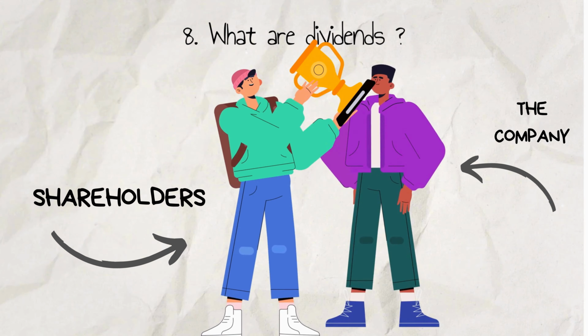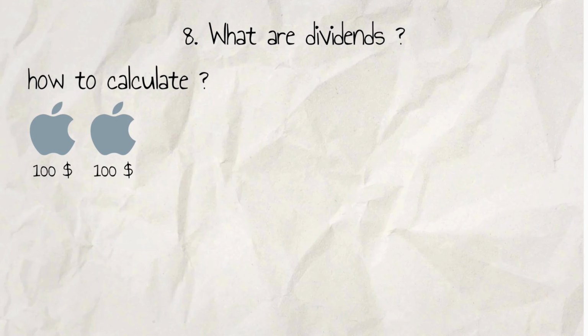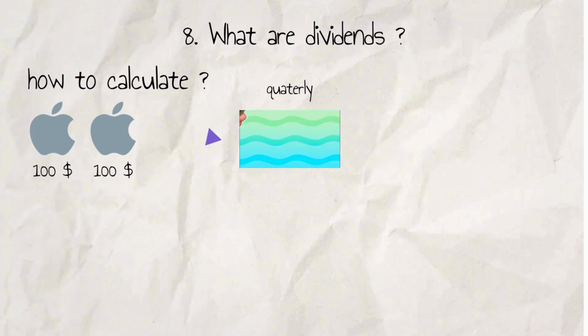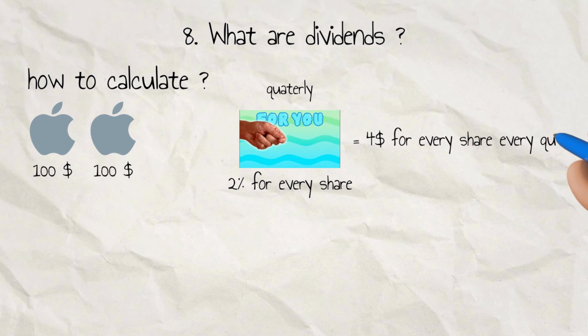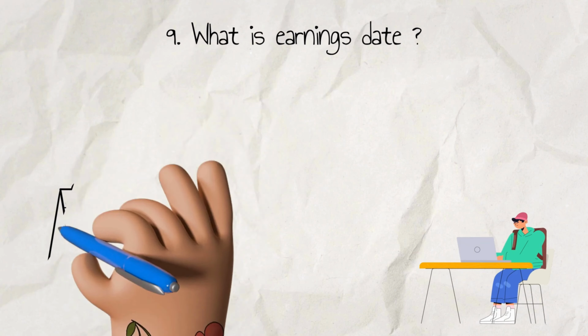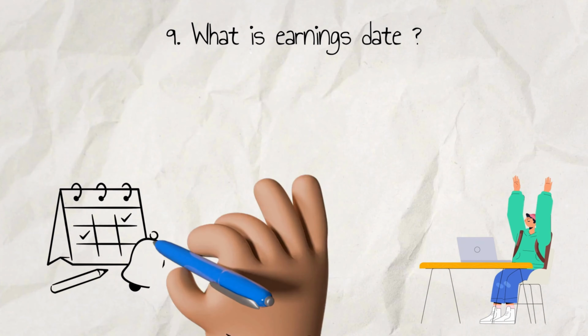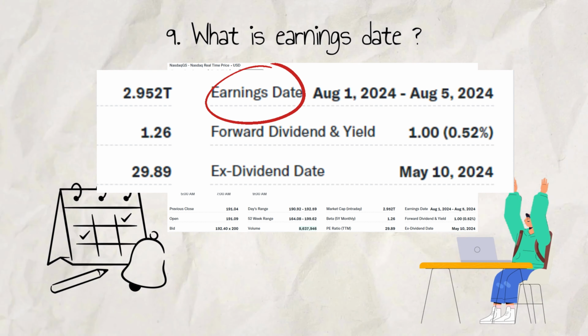Dividends are payments made by a company to its shareholders. Let's say you hold 2 shares of Apple, and each share is priced at $100. The company decides to pay dividends quarterly, paying 2% for every share you hold, meaning every 3 months you will receive $4 for the 2 shares you hold. Next, the earnings date is the scheduled day when a publicly traded company reports its financial performance for a specific period, typically a quarter or a year.